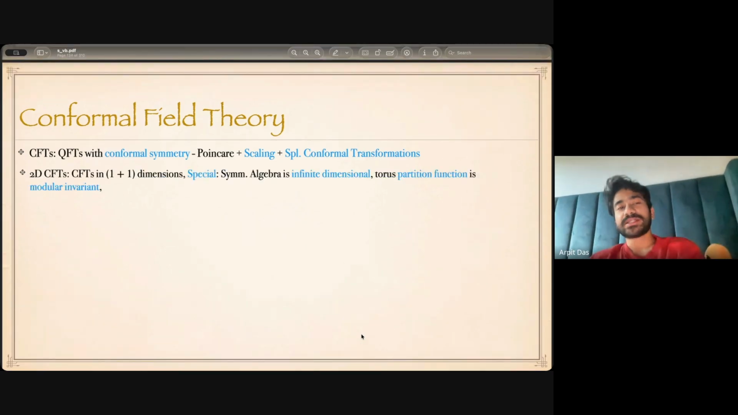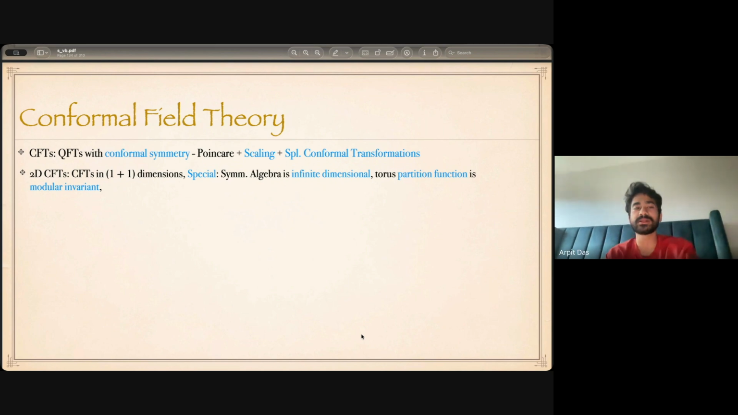Now, in two dimensions, it turns out that these conformal symmetries are very special. In fact, in two dimensions, any holomorphic function essentially is a conformal transformation. So conformal transformation essentially becomes complex differentiability in two-dimensional CFTs. That is why the conformal symmetry is infinite dimensional in 2D, because you can have an infinite number of holomorphic functions, and the symmetry algebra is infinite dimensional, which is what is called the Virasoro algebra. So it has infinite generators.